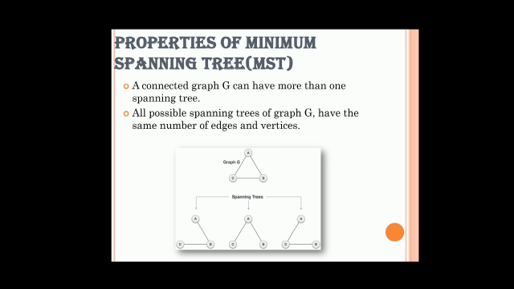Now moving to the last topic of this video, that is the properties of spanning tree. A connected graph G can have more than one spanning tree. Below there is an example of graph G which is having more than one spanning tree. Next, all possible spanning trees of graph G have the same number of edges and vertices. Below graph G has 3 edges and 3 vertices. Their respective spanning trees are having 2 edges and 3 vertices.